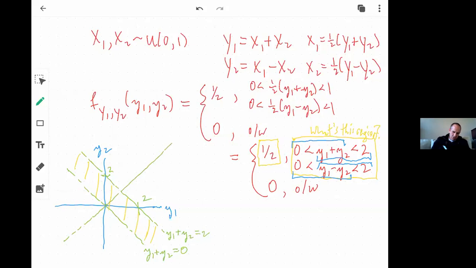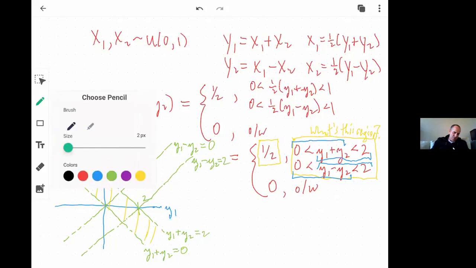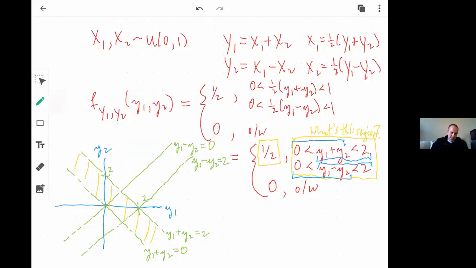So this is y1 minus y2 equals 0. That's the same thing as y2 equals y1. And then y1 minus y2 equals 2. That's the same thing as y2 equals y1 minus 2. So that's this line. So this is y1 minus y2 equals 2. And once again, you can check that the region we're talking about here is between these two.